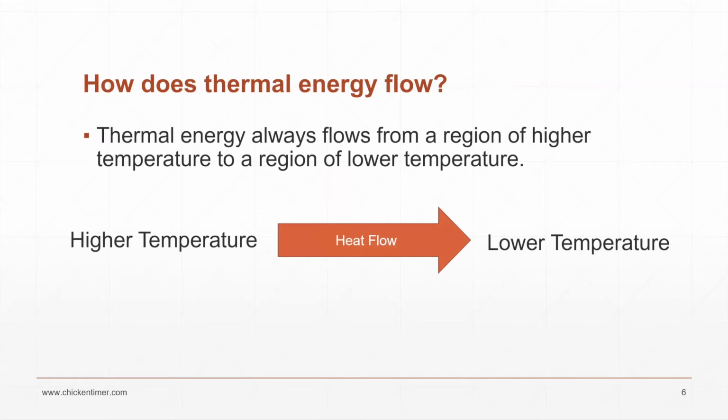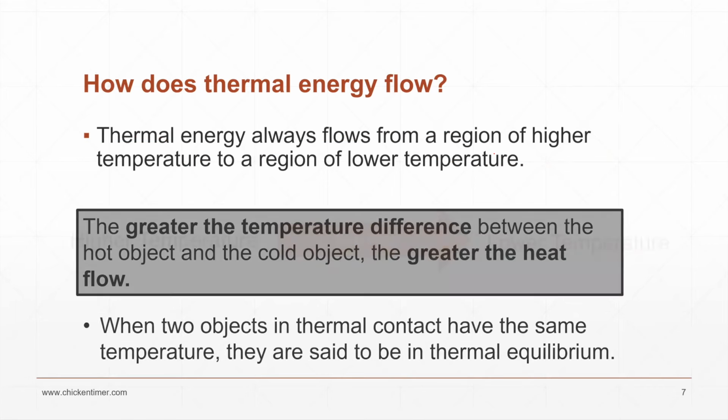We must know that thermal energy flows in a certain direction, or we say heat energy flows in a certain direction. It always flows from a region of higher temperature to a region of lower temperature. From a hot place to a cold place, not the other way around. Then you would want to consider how fast the heat can flow.